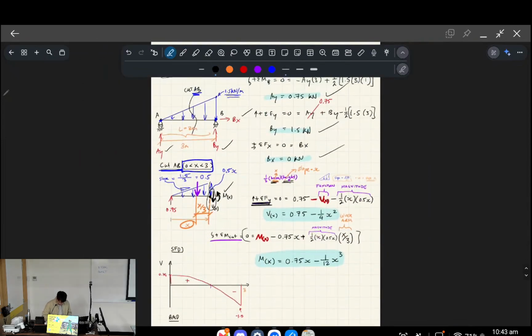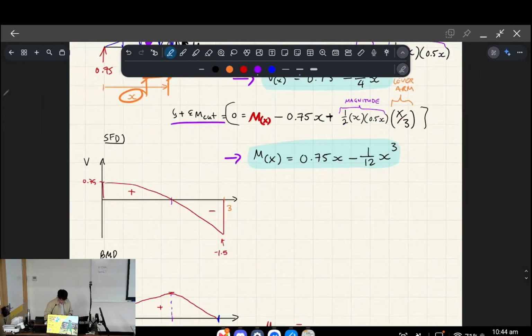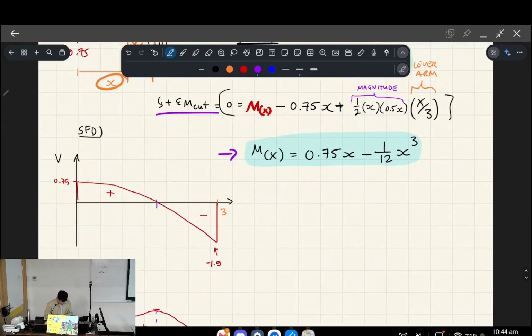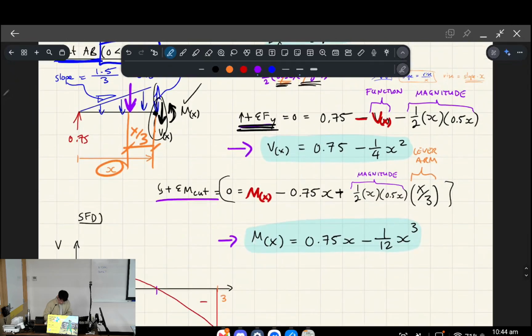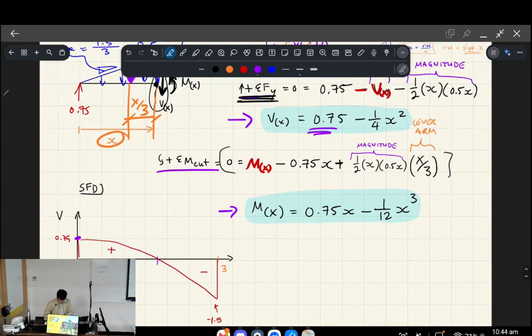Sorry, going back to this question. I know I did a bunch of rambling. I want you to focus on two things. The first one is the shear force expression, and the second one is the moment expression. So for the shear force expression, it starts at 0.75, which is up here, and we're just graphing a parabola, and so it just goes down like that.